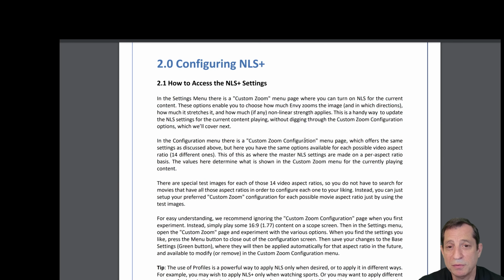So let's talk about configuring nonlinear stretch and how to access these settings. In the settings menu, there's a custom zoom menu page where you can turn on NLS for the current content. These options enable you to choose how much Envy zooms the image, and how much it stretches it, and how much, if any, nonlinear stretch it applies. This is a handy way to update the NLS settings for the current content playing without digging through the deeper custom zoom configuration options, which we'll cover next.